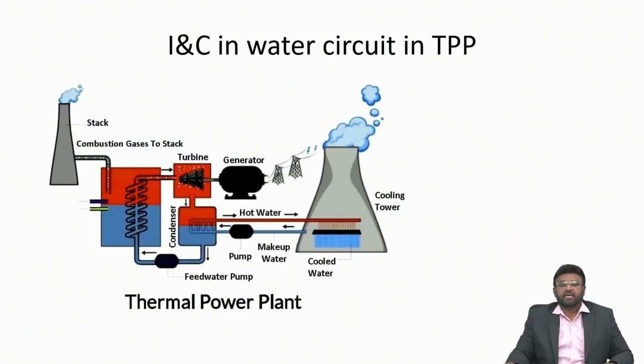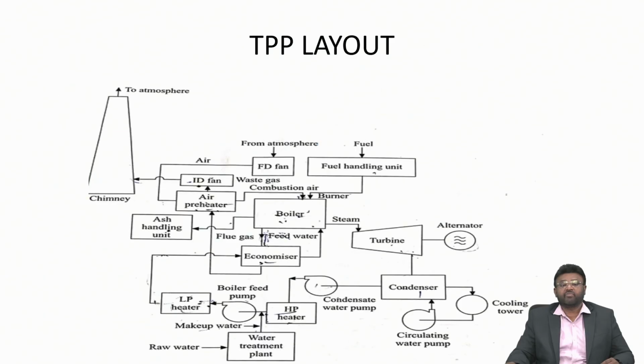Here you can see thermal power plant, how it is connected with a heat exchanger and condenser, generator, turbine and all these systems. These are having different pipelines. However, the cooling tower is also represented here. Let us in detail study about this thermal power plant with the help of a layout. You can see here, this is the boiler.